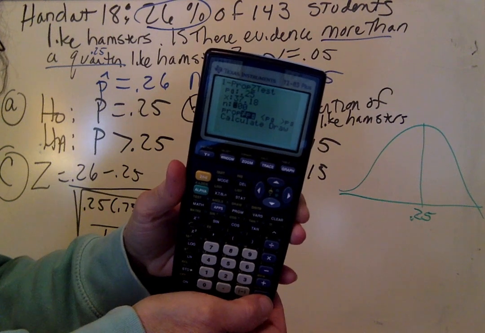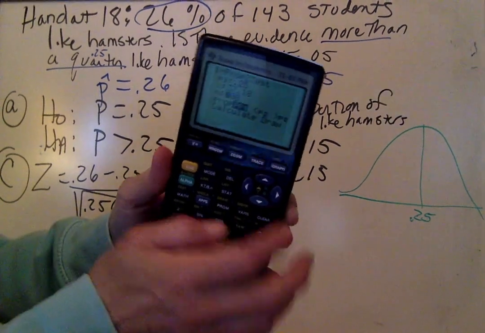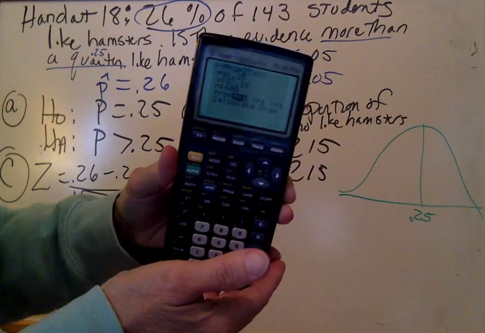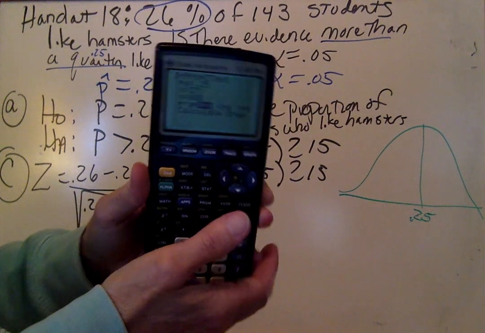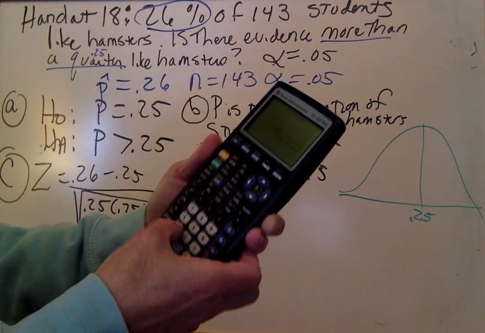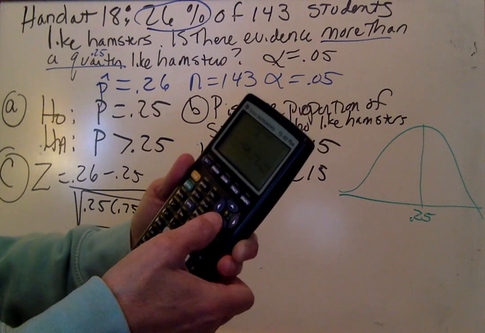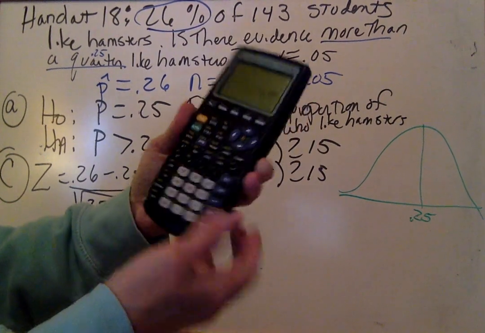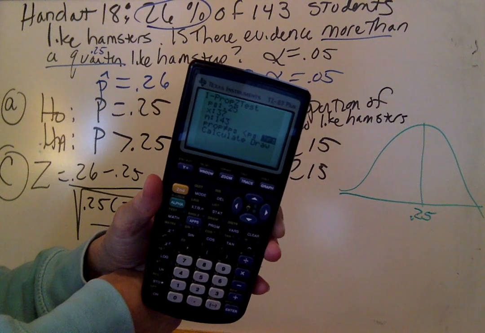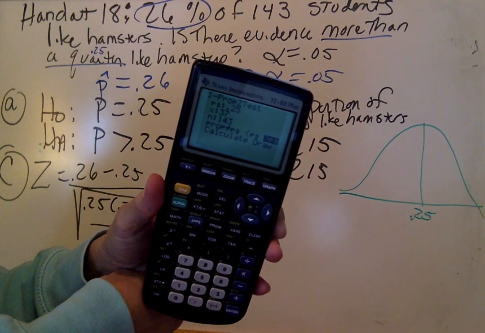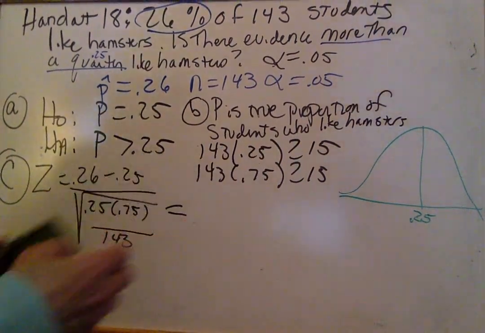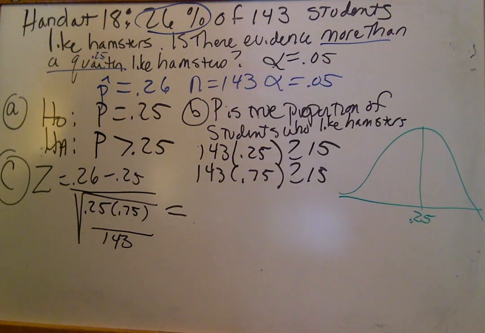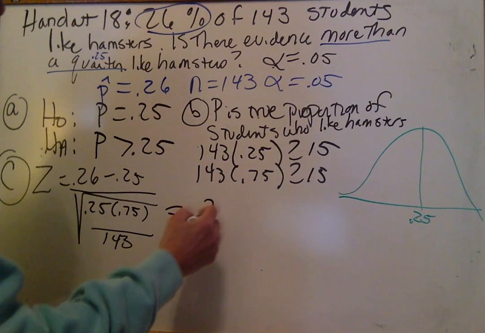If you try to calculate right now, you're going to get a dimension error. So you have to go back up. 37.18 should be rounded properly to 37. N is 143. I am doing a greater than. So that's what your calculator input should look like. Then hit calculate. You're going to get the z-score of 0.24.